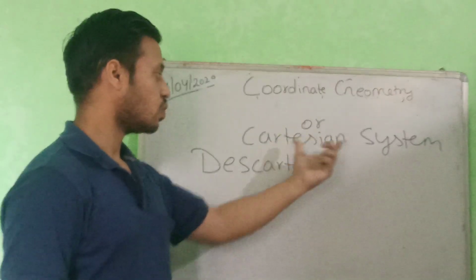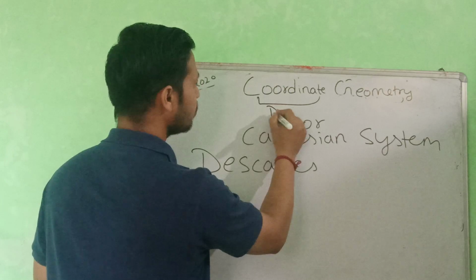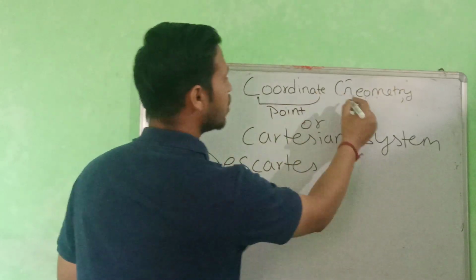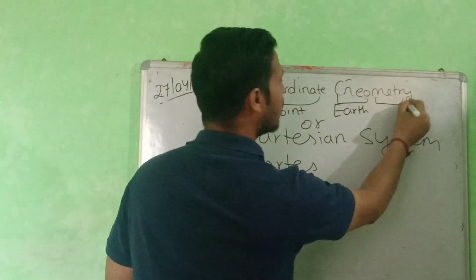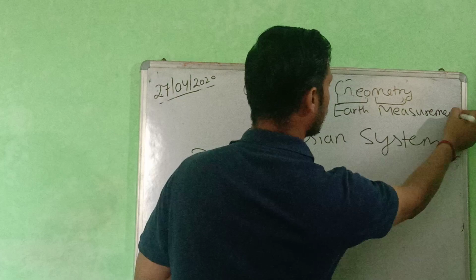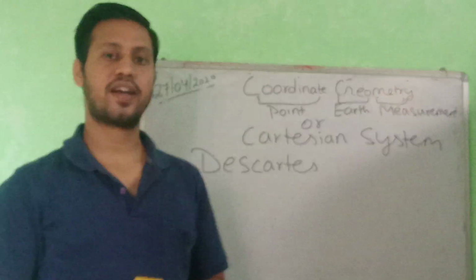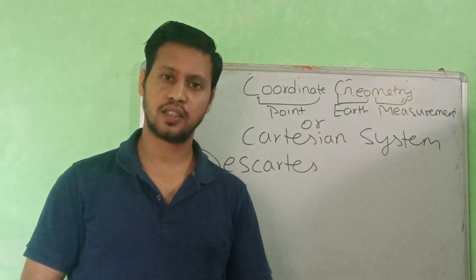Now, coordinate means point. Geo means earth, and metry means measurement. We can say that coordinate geometry is the measurement of a point on the earth.